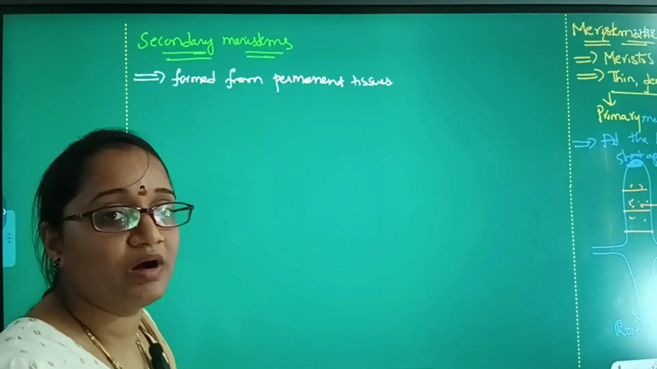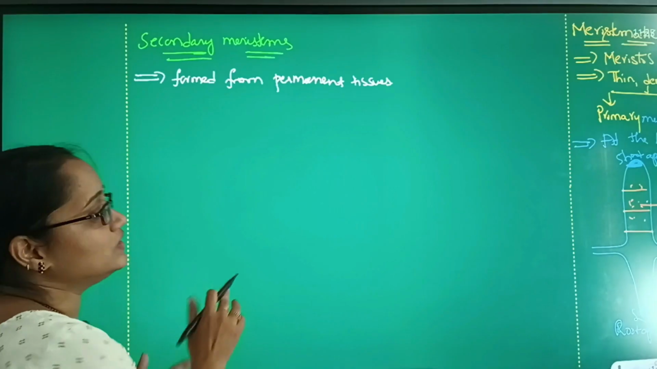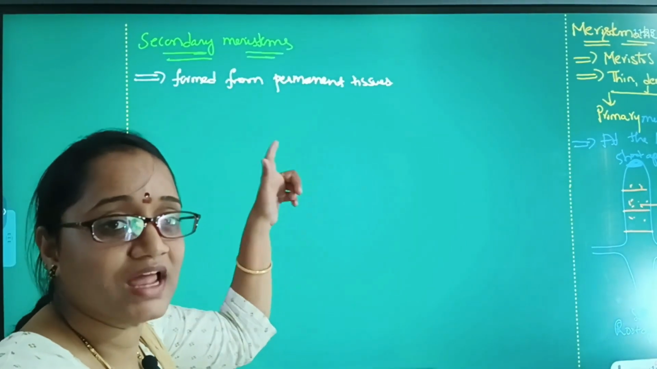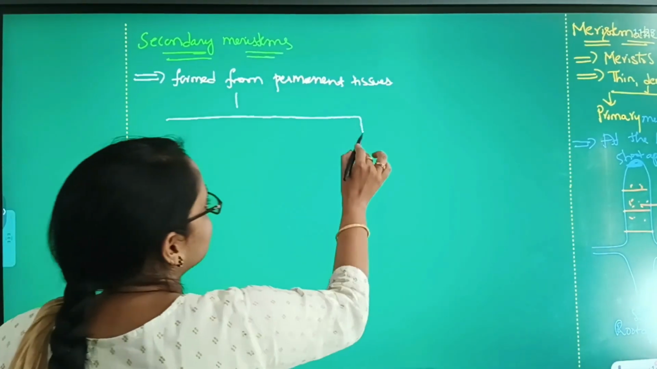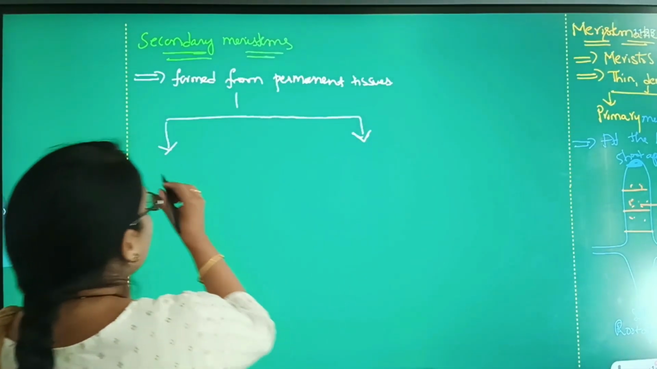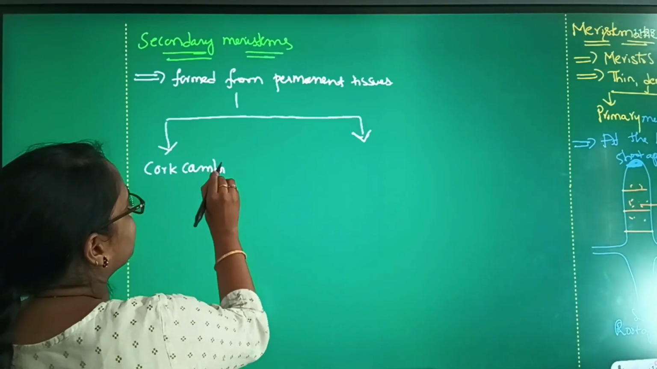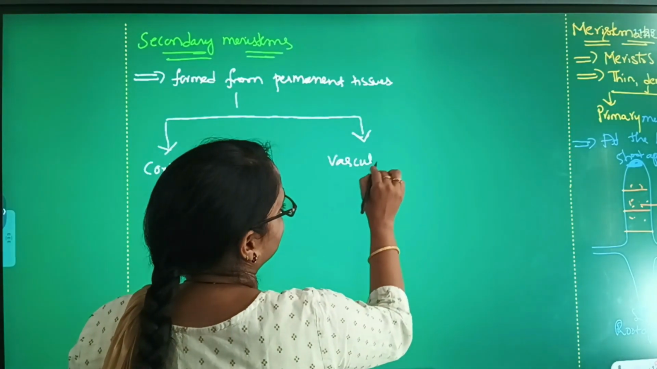They are formed from permanent tissues. Now, based on the location and the need, because this is going to help in the secondary growth of a plant. So, based on the location, this is divided into types: cork cambium and vascular cambium.